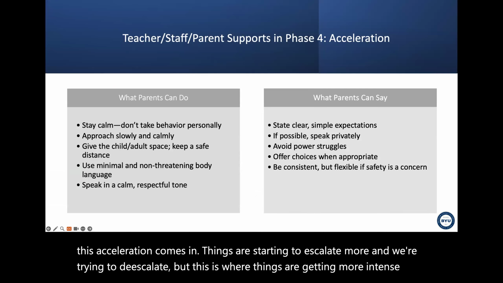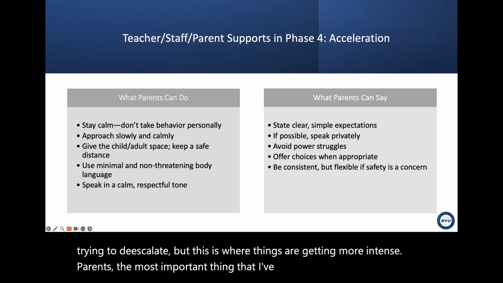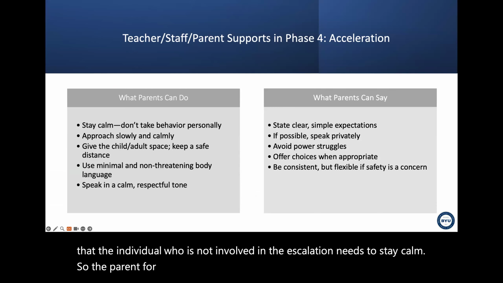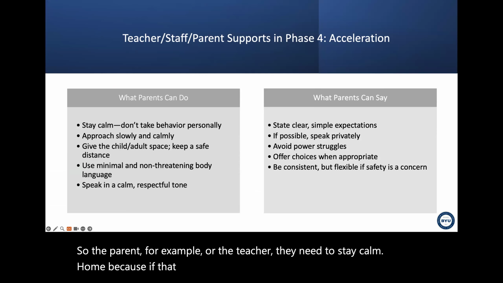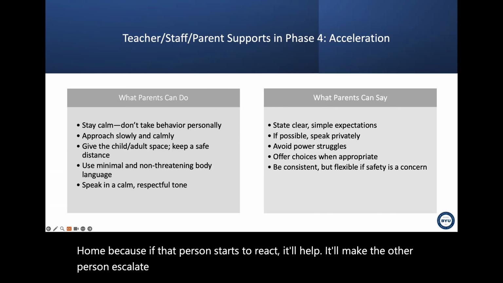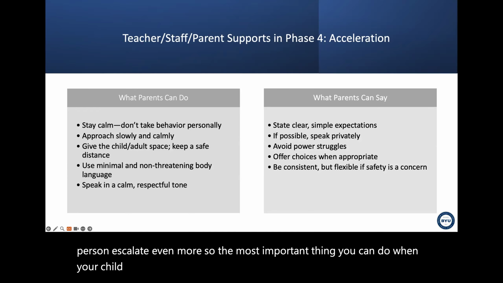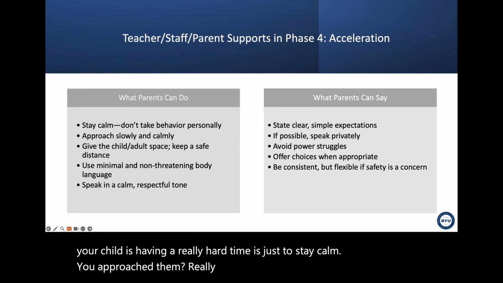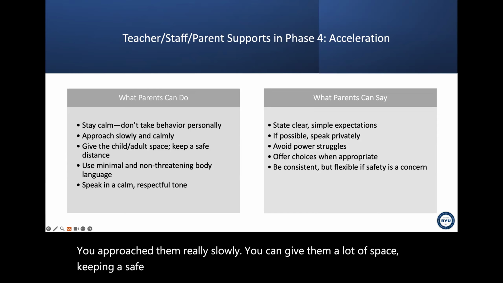Parents, the most important thing that I've seen in all behavior scenarios is that the individual who is not involved in the escalation needs to stay calm. So the parent, for example, or the teacher, they need to stay calm because if that person starts to react, it'll make the other person escalate even more. So the most important thing you can do when your child is having a really hard time is just to stay calm. You approach them really slowly. You can give them a lot of space, keeping a safe distance, using minimal language.